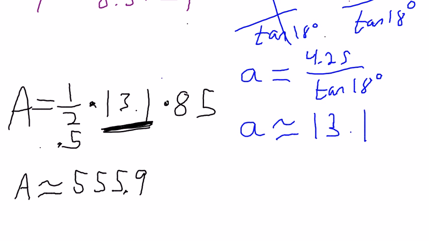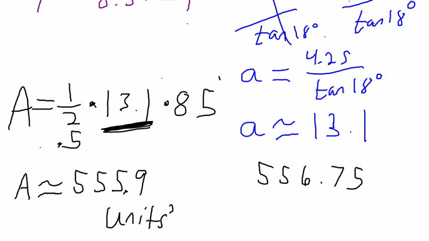555.9. If you did just type it in anew, like you pressed clear and you just typed in 0.5 times 13.1 times 85, you get a slightly different answer. Let me just type that in here, you get 556.75. And so you can see that they are similar, they're not the same, they're not too far off, but why do that when you can be as accurate as possible, I guess? And so our answer here is 555.9 square units.